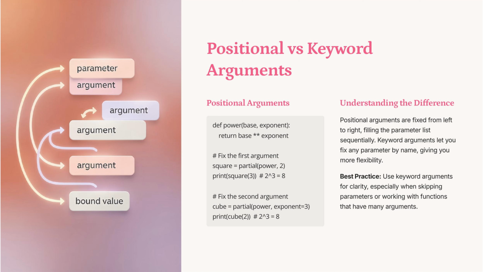For instance, using functools.partial, you can fix the base in a power function to create a square function, or fix the exponent to create a cube function. Keyword arguments enhance clarity, especially in complex functions.